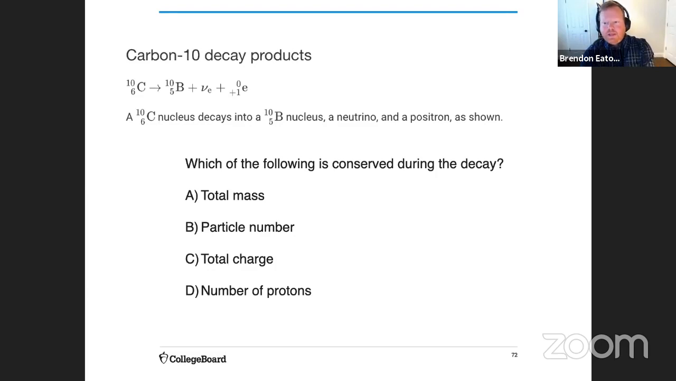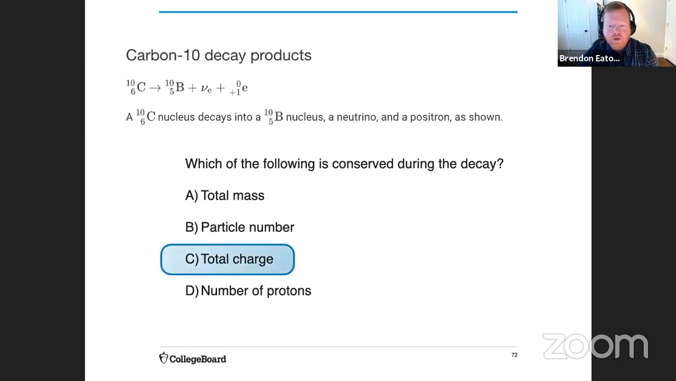So looking at the mass number across the top, I can't tell if mass is truly conserved because I have that weird symbol in between. What is that, boron and the electron over there on the right-hand side? Particle number? Total charge sounds pretty good. Number of protons? The number of protons is not the same, that's for sure. So the answer for this one is going to be total charge.